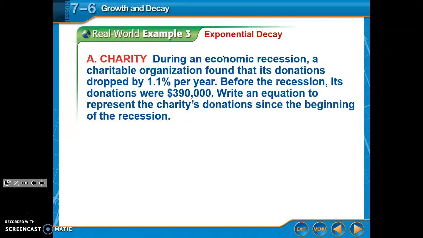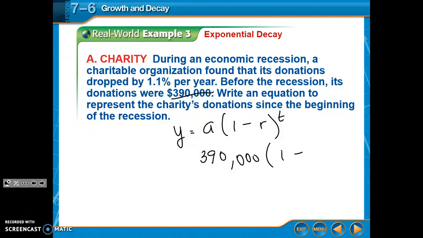During an economic recession, a charitable organization found that its donations dropped by 1.1% per year. From before the recession, its donations were $390,000. So write an equation to represent the charity's donations since the beginning of the recession. So again, we're using that equation. It's y equals a times 1 minus r to the t. So a is the initial amount. So in this case, our a is 390,000.